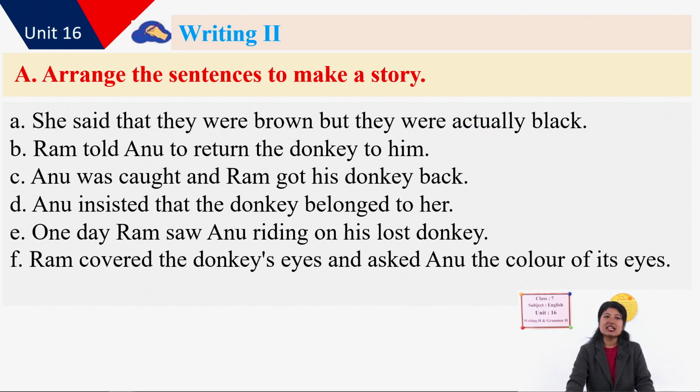Obviously not. Number B: Ram told Anu to return the donkey to him. Number C: Anu was caught and Ram got his donkey back. So it could be the last sentence, it could not come in the beginning, right? And then Anu insisted that the donkey belonged to her. Anu told that it belonged to her. One day Ram saw Anu riding on his lost donkey. Ram covered the donkey's eyes and asked Anu the color of its eyes.